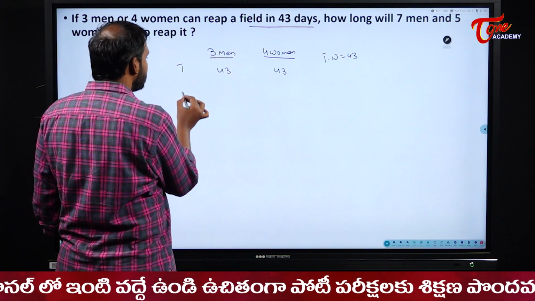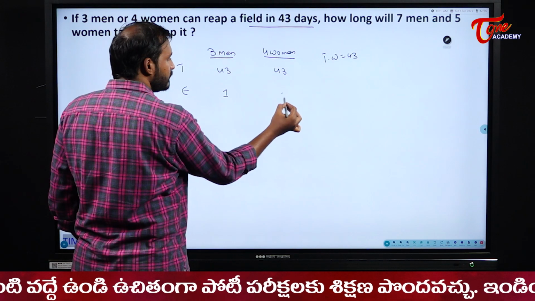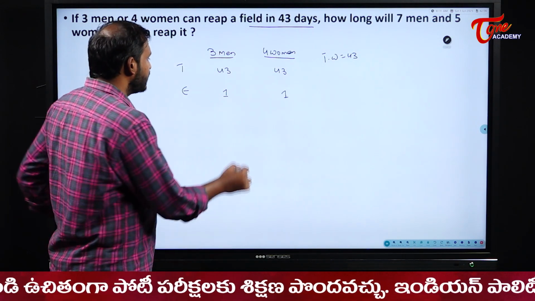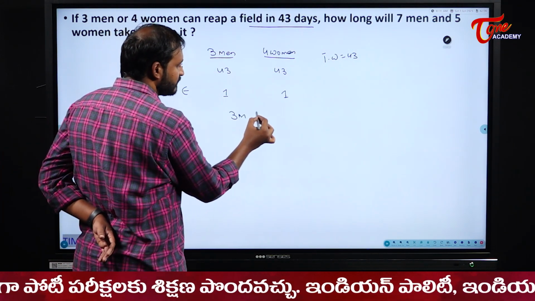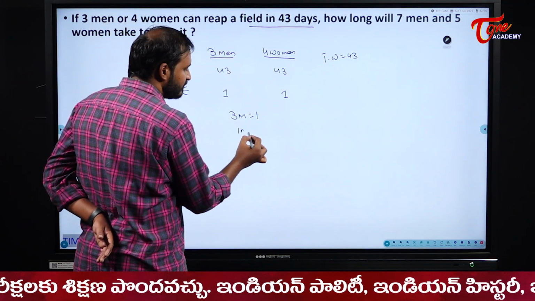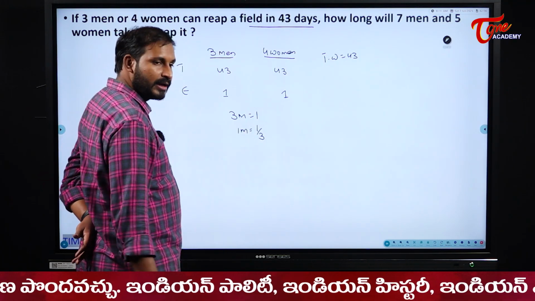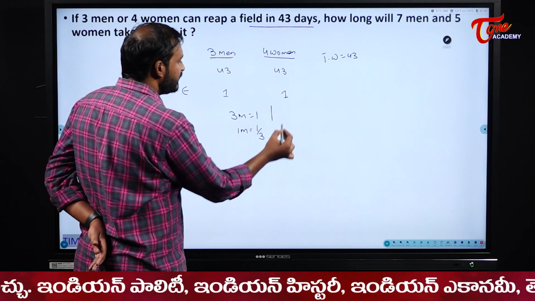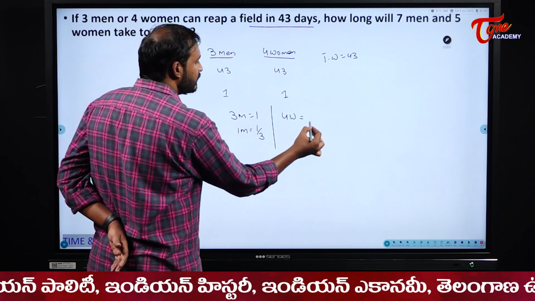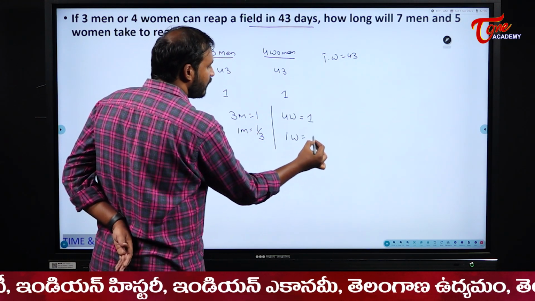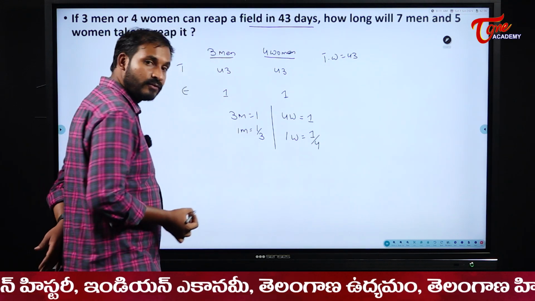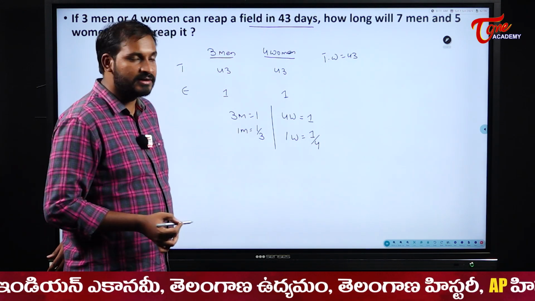Okay. Now tell me what are their efficiencies? 1 and 1. That means what can we understand? 3 men's efficiency is 1. So 1 man's efficiency will become what? 1 by 3. Next, similarly, 4 women's efficiency is 1. So 1 woman's efficiency will become what? 1 by 4. 1 by 3 and 1 by 4 are their efficiencies.